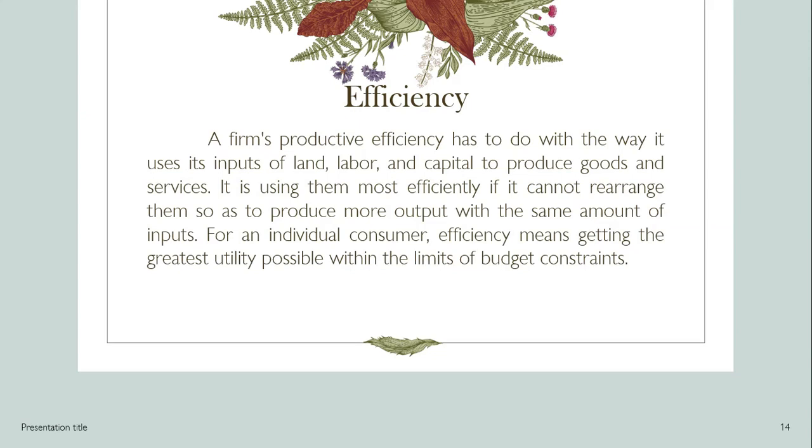It goes both ways. A firm's productive efficiency has to do with the way it uses its inputs of land, labor, and capital to produce goods and services. It is using them most efficiently if it cannot rearrange them so as to produce more output with the same amount of inputs. For an individual consumer, efficiency means getting the greatest utility possible within the limits of budget constraints.